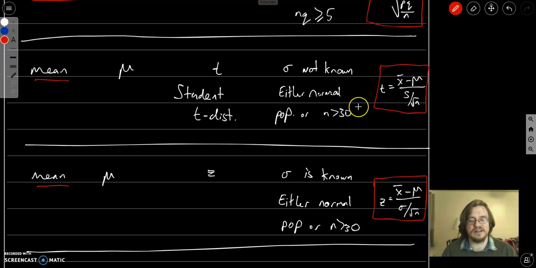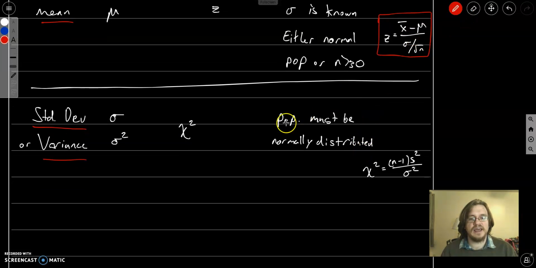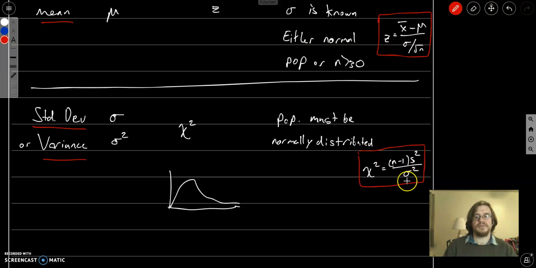So the last ones are standard deviations and variances, and this was the one where we looked at the chi-squared distribution that looks something like this, where it was not a normal distribution. It had a right tail, but in order to even use the chi-squared distribution, the population had to be normally distributed, and chi-squared was this.